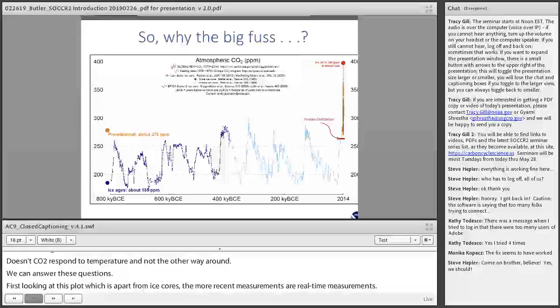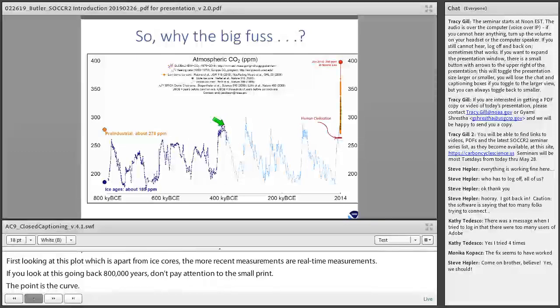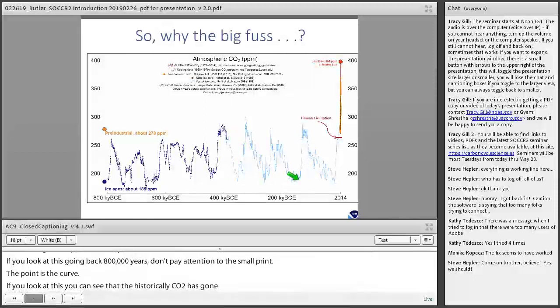That's something you can look at if you get a copy of it. The point here is this curve. And if you look at this, you can see that historically, CO2 has gone from 280 down to 180, and so down to 180, up to 280, 180, 280, 180, etc. And this has oscillated for some time. At 180, we're in an ice age. And at 280, we're in an interglacial.